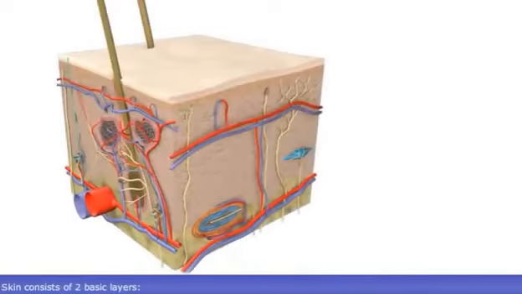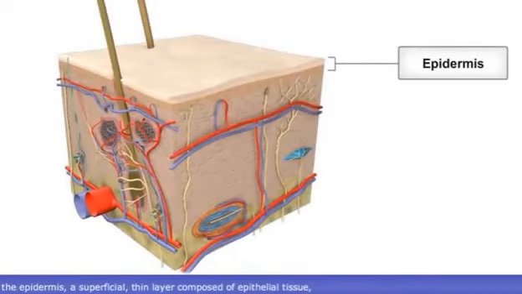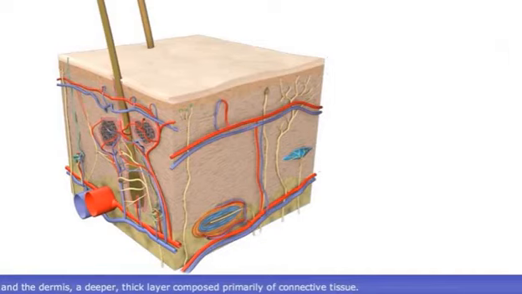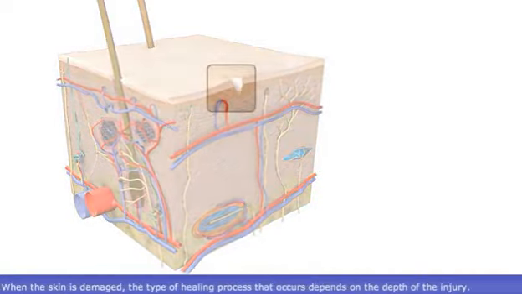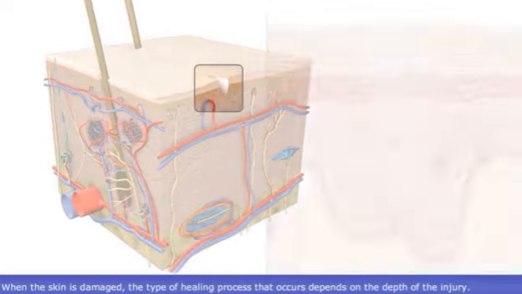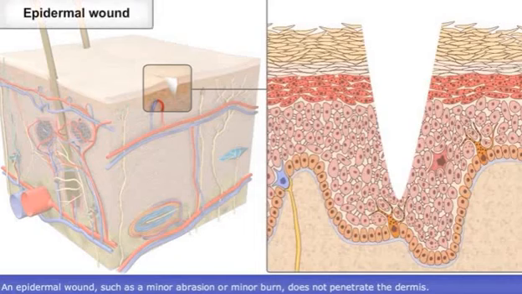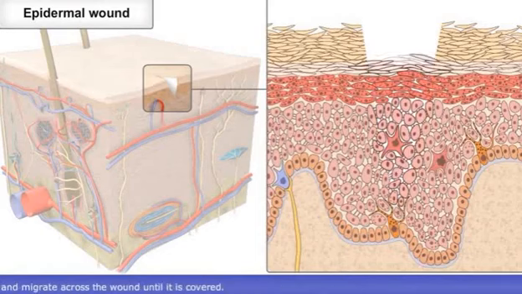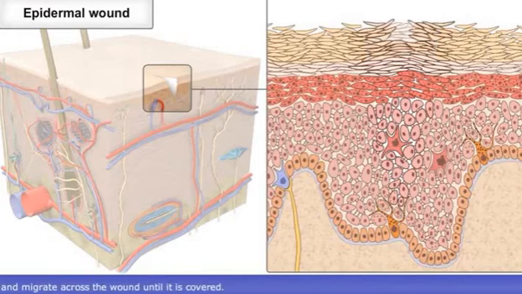Skin consists of two basic layers: the epidermis, a superficial thin layer composed of epithelial tissue, and the dermis, a deeper thick layer composed primarily of connective tissue. When the skin is damaged, the type of healing process that occurs depends on the depth of the injury. An epidermal wound, such as a minor abrasion or minor burn, does not penetrate the dermis. Here, healing is a simple process in which surrounding basal epidermal cells multiply and migrate across the wound until it is covered.